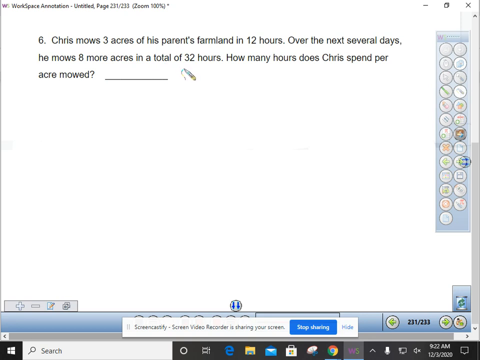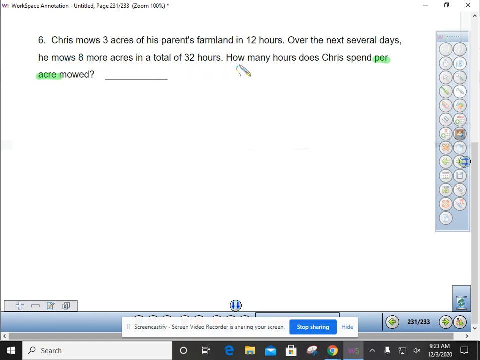Chris mows 3 acres of his parents' farmland in 12 hours. Over the next several days, he mows 8 more acres in a total of 32 hours. How many hours does Chris spend per acre mowed? What's it asking you for? Per acre. Okay, first period was having a hard time with which numbers to use. Either one. You can do 3 acres in 12 hours or 8 acres in 32 hours.